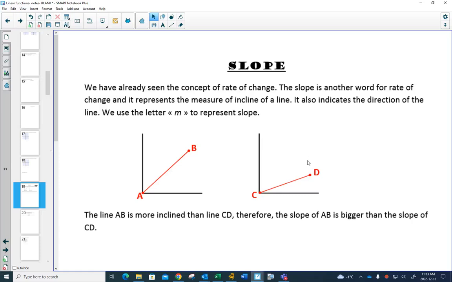What did we see in the relations and functions unit? We saw the idea of rate of change. We already talked about it being rise over run, and I've already introduced the idea of slope, and we've already introduced the letter that we use, M, to represent slope. M coming from the French word for mountain. Could have been the English word for mountain, but there we go.